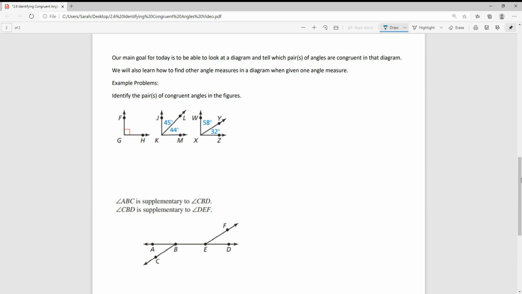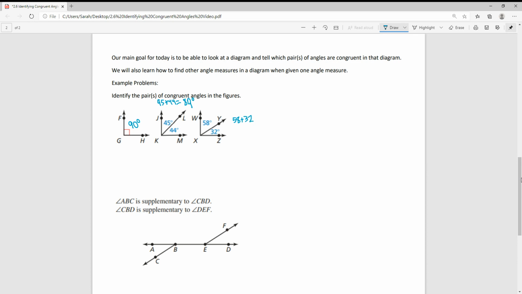So we have angle FGH. We know that that box means that it's a right angle or 90 degrees. The next picture almost looks like a right angle, but let's double check the math since they gave us the two smaller angle measures. 45 plus 44 is actually 89 degrees. So it looks like a right angle, but it's actually 1 degree off. Let's do the same thing with WXY and YXZ.